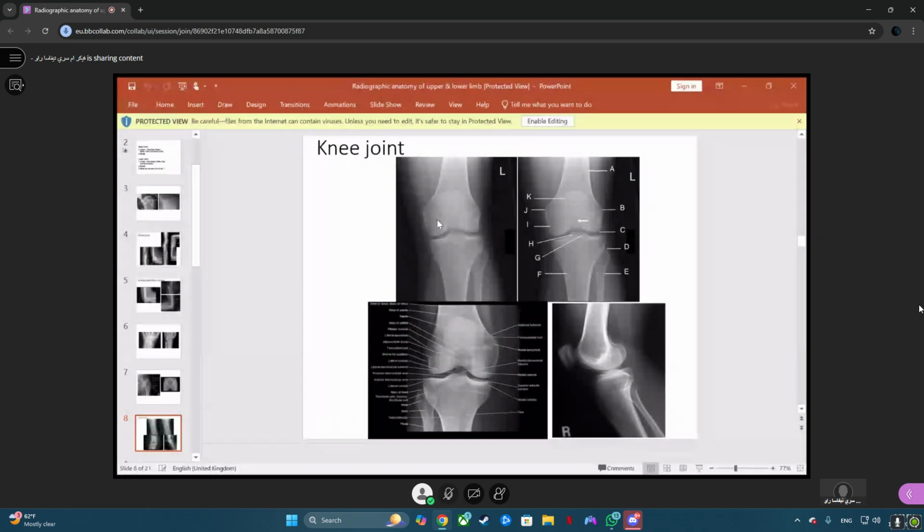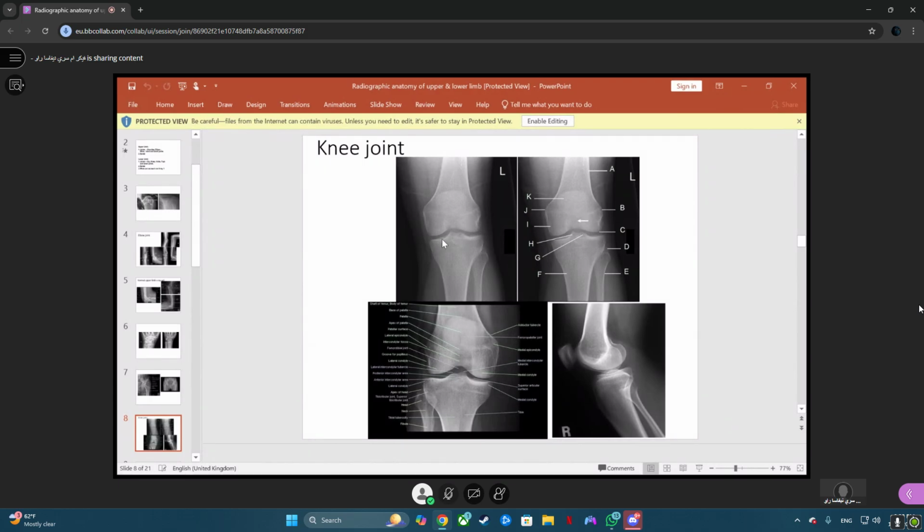In the lower end of the femur, you are seeing the condyles. At the tip, these are the epicondyles, medial and lateral epicondyles. The upper bone is the femur and the lower bone is the tibia. Condyles of the tibia articulate with condyles of the femur to form the knee joint. This is the intercondylar area, which has intercondylar ridges.